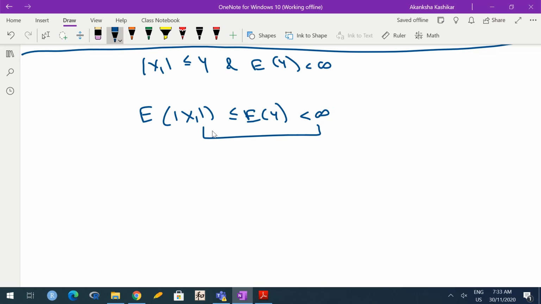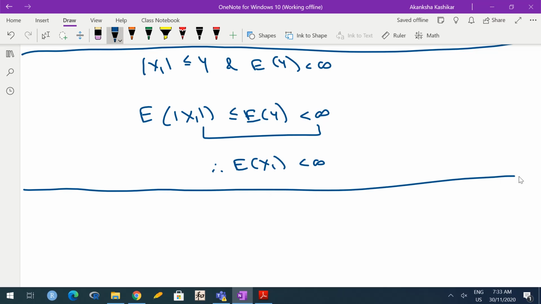So we have expectation of mod x1 less than infinity, and therefore expectation of x1 is also less than infinity, because we just saw that x1 is integrable if and only if mod x1 is integrable. Okay. So except for the fourth property we have proved everything. So now let us try to prove the fourth. I won't give you the entire proof. We will discuss the idea and then you can fill in the details.